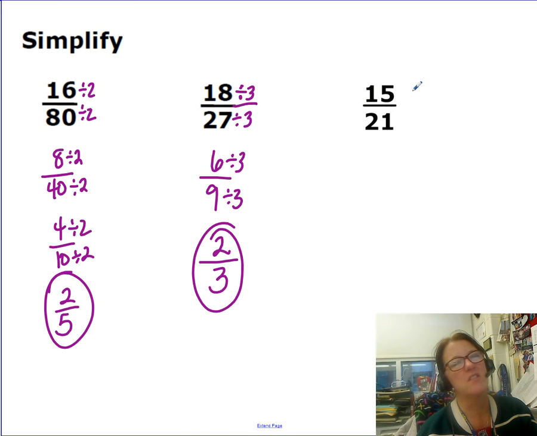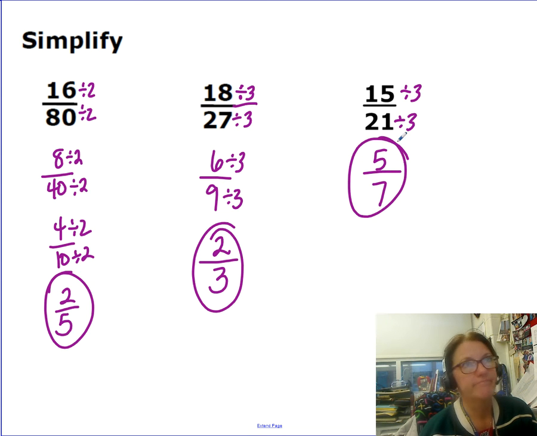Look at 15/21. Both of them are odd, so a 2 isn't going to work, but I bet a 3 will. I get 5 over 7. Done. 5 and 7 are numbers that are relatively prime, no common factors. 2 and 3, relatively prime. 2 and 5, relatively prime.